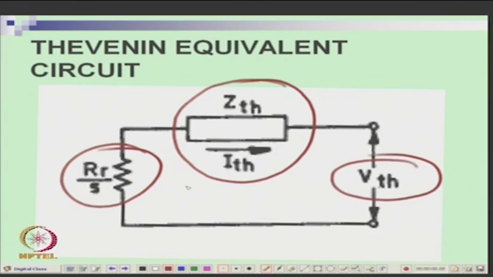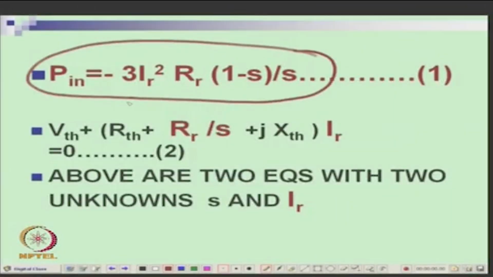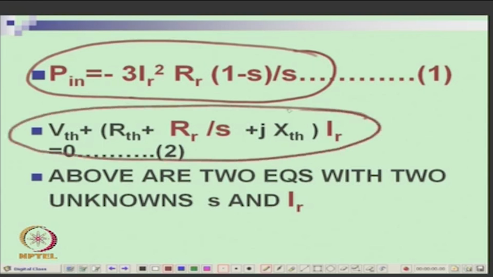Is it okay? From that equivalent circuit, write a Thevenin equivalent circuit. Then you have the power input minus 3 times I_R squared R_R; you know this equation for power input, and you know the Thevenin equivalent circuit. It is simple, I am just writing a Thevenin equivalent circuit.